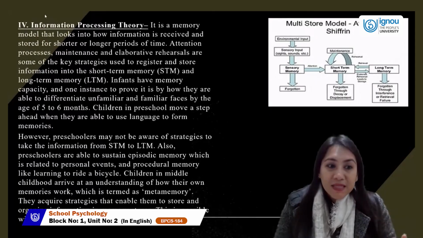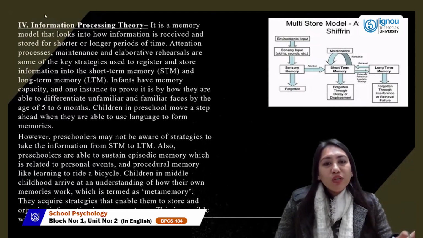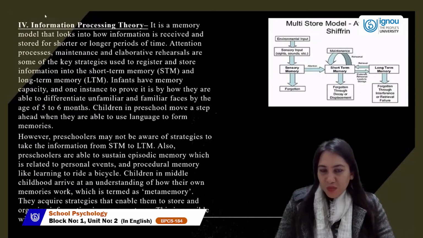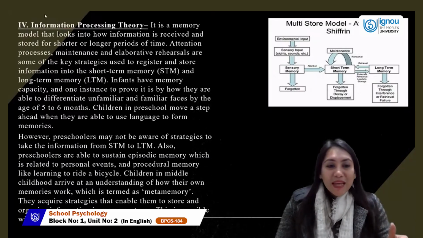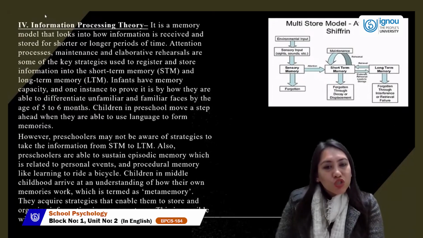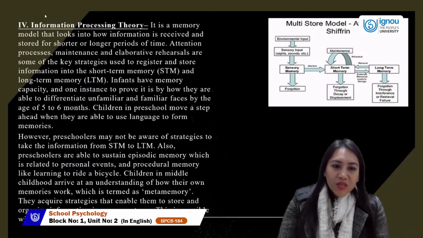Remember, infants in the early months have the capacity only to differentiate between familiar and unfamiliar faces. They don't recall you by names; they can only recall you by familiarity, at 5 to 6 months. Children in preschool now have better memory and better sensory information, so they're able to move information to short term. And they have to rehearse a lot to move it to long term.